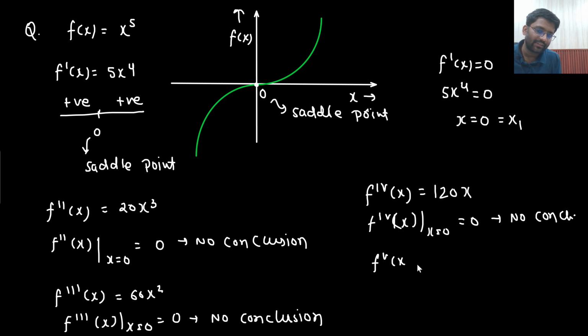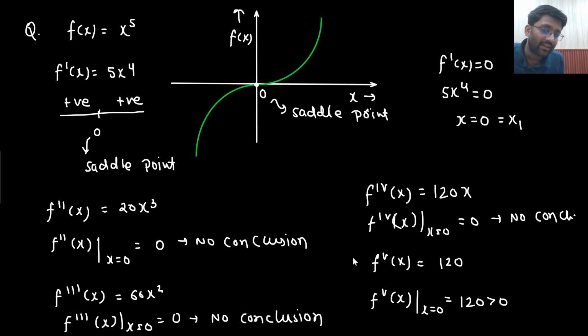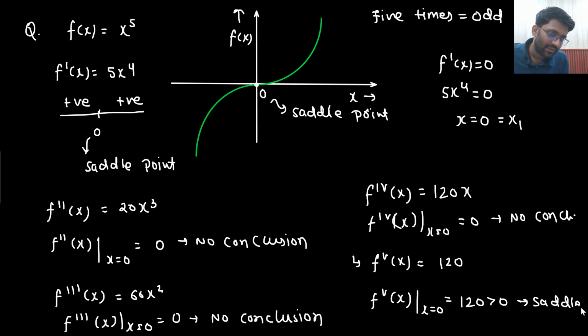Now what will be the 5 times differentiation? That is 120. Now if I put x equals 0 here, what is the value I will be getting? Sir, there is no term of x, it is 120, which is greater than 0. Now see the number of differentiations. 5 times differentiation you are doing, no? How many times am I doing differentiation? 5 times. What does 5 times mean? 5 times means odd time differentiation you are doing. So if your result is coming in odd time differentiation, then it will be a saddle point.